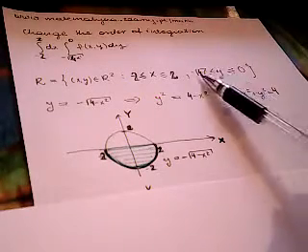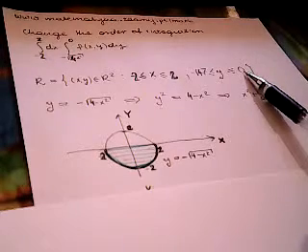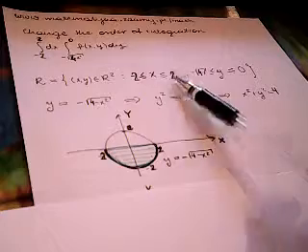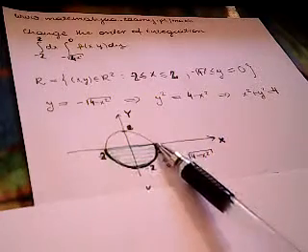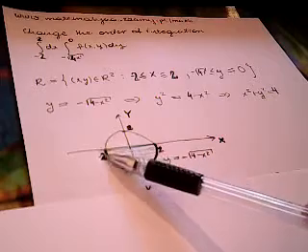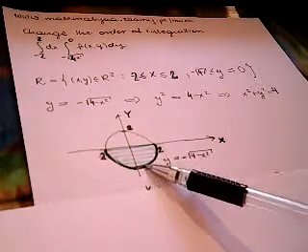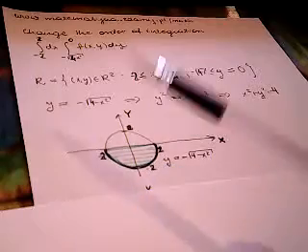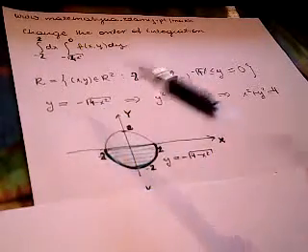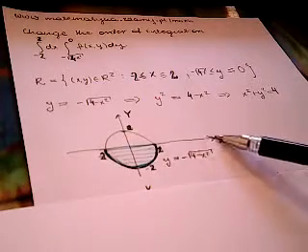Y is between the semicircle and the straight line. X is between minus 2 and 2. Minus 2 and 2, it's simple. The semicircle is this. We have minus, and because of that the semicircle is below the x-axis.